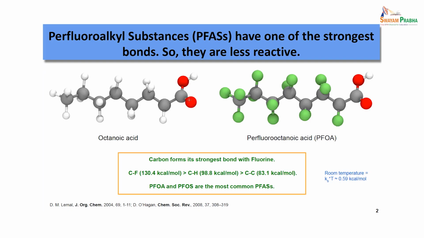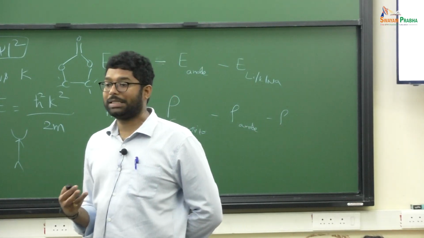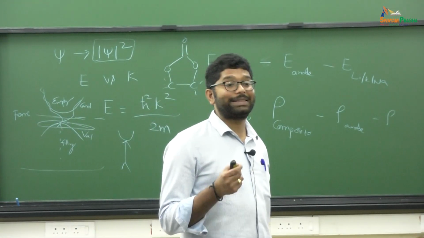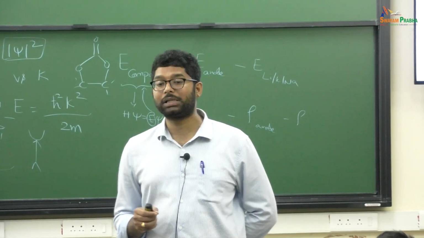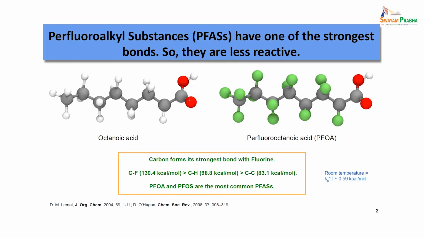Okay, so if you see just the carbon-fluorine bond energy, it is about 130 kilocalorie per mole. What do you know the room temperature energy corresponds to roughly? It is just 0.6 kilocalorie per mole. If you are calculating it in terms of electron volts, it is simply 25 milli electron volt. Whereas this bond strength is about 130 kilocalorie per mole. That is roughly 200 times more than the room temperature.